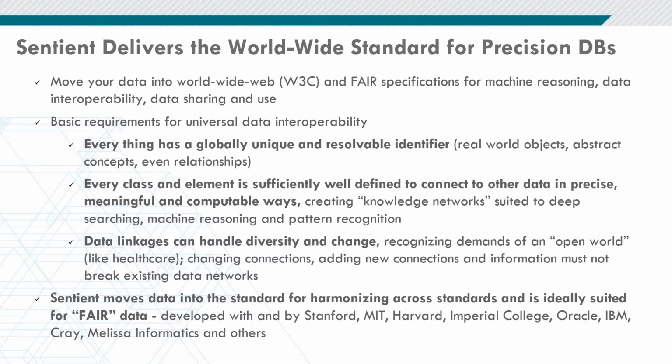Again, just to recap, this is a worldwide web standard. This is not some special proprietary secret thing that we've invented. However, it's an extremely advanced technology standard that few companies have developed around, and this really brings you forward in a number of different ways. Every single element of your data gains a global unique identifier. Every class and element is well connected in a way that allows you to create what we call knowledge networks. They're computable networks that you can apply reasoning to. And very usefully, these data links can handle diversity and change.